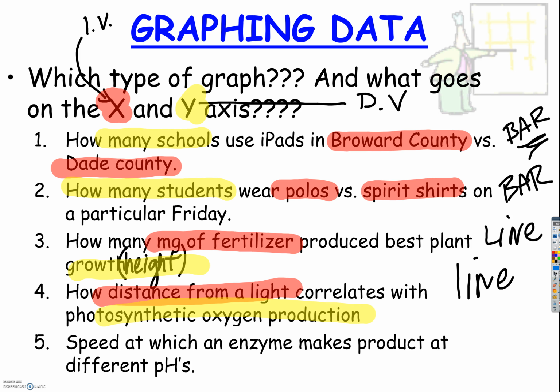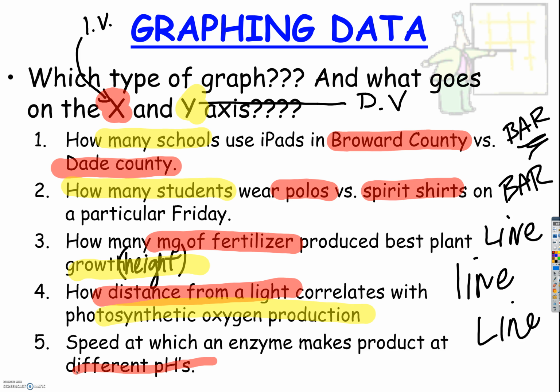All right, and last but not least, the speed at which an enzyme makes product at different pHs. So we've got pHs, and then we've got speed, which is a rate, which is also a number. So would this be line or bar? This would be a line graph. Some people were a little iffy on this because of pH, but pHs are numbers. It's a range. It's a scale. So I would say we would definitely use a line graph here. Which one of those things is our x-axis, pH or the speed of production? Good, pH. That's what we are changing.